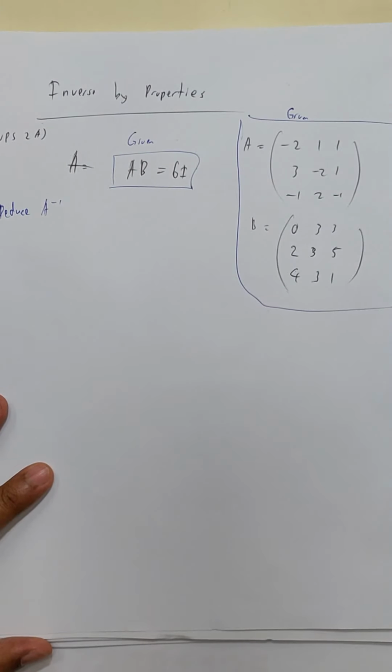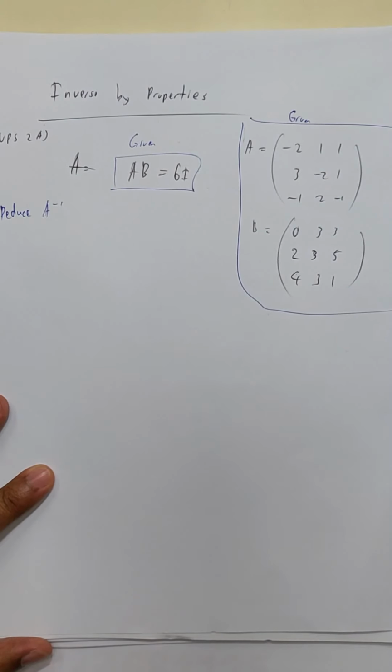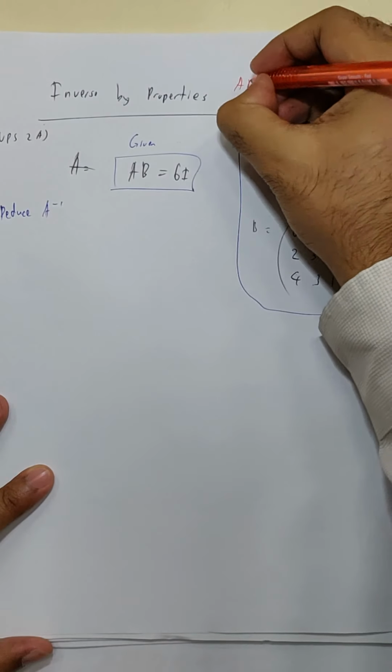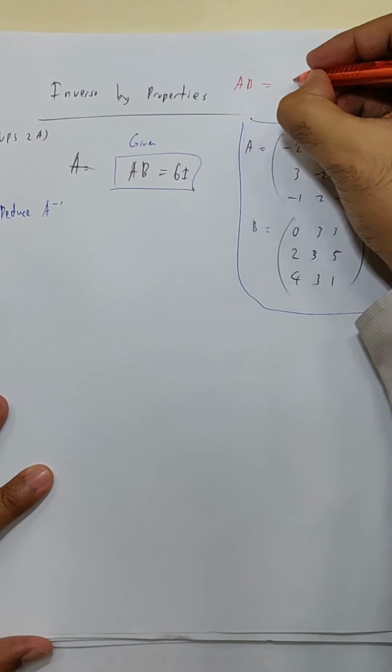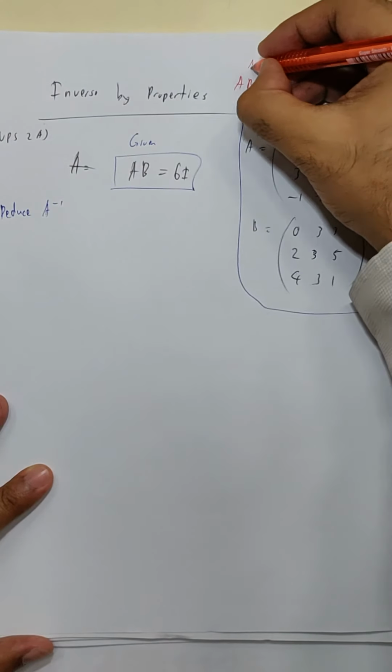Before I proceed further, let's discuss a bit about properties of matrices. A times B, is it equal to B times A? No, so arrangement matters.